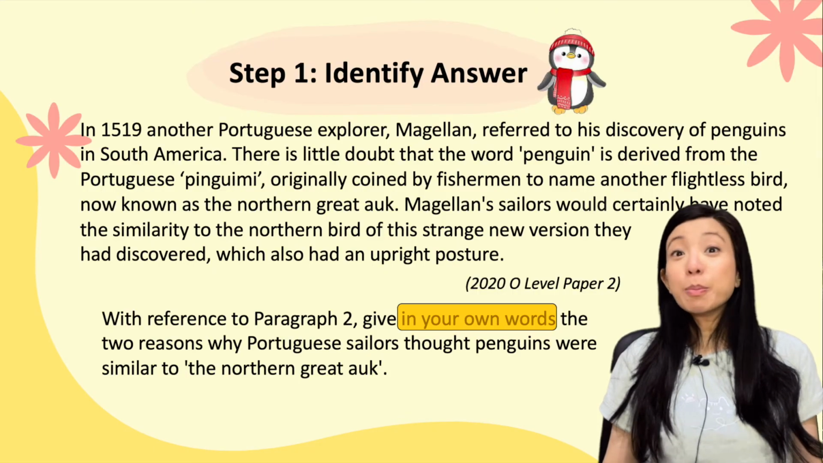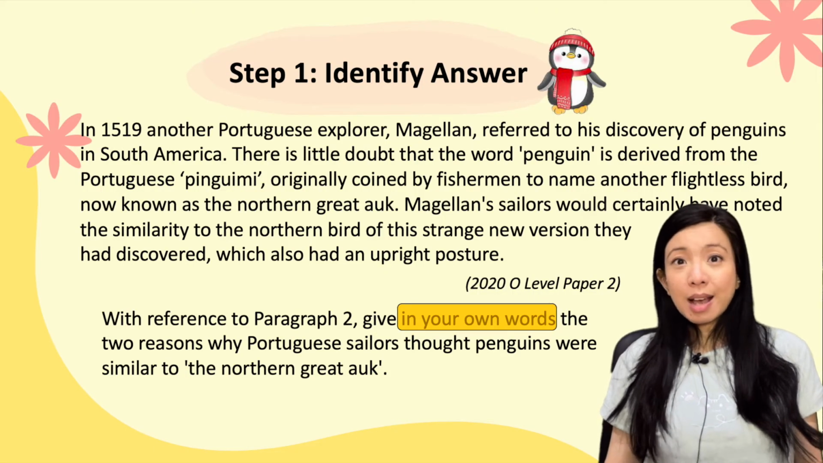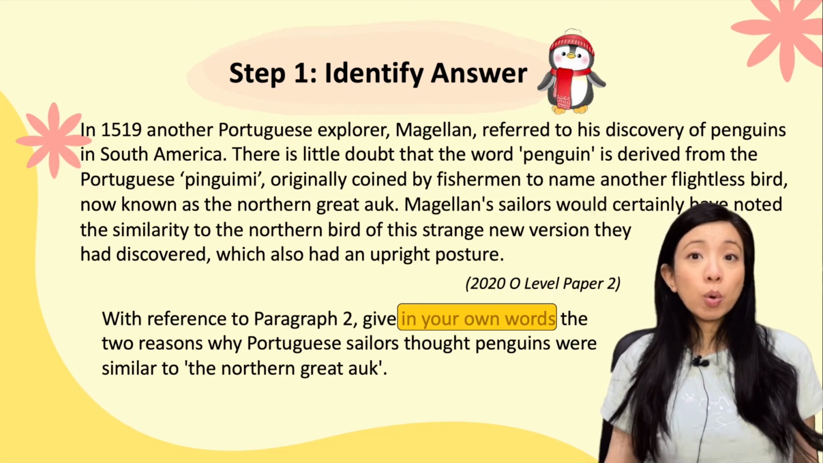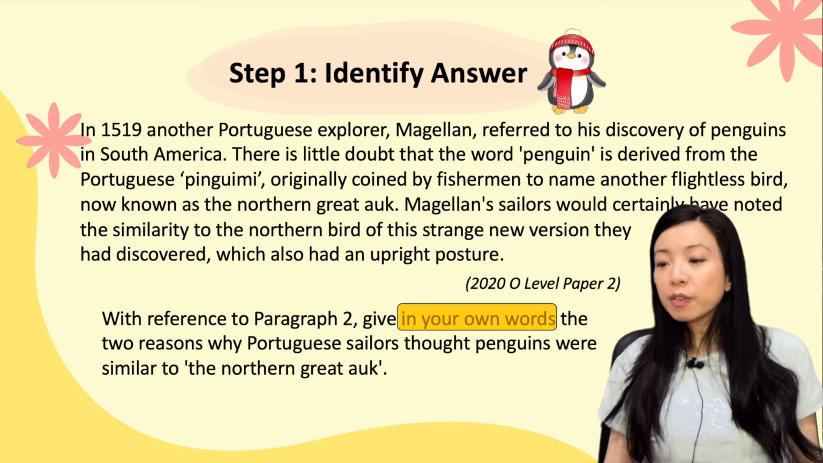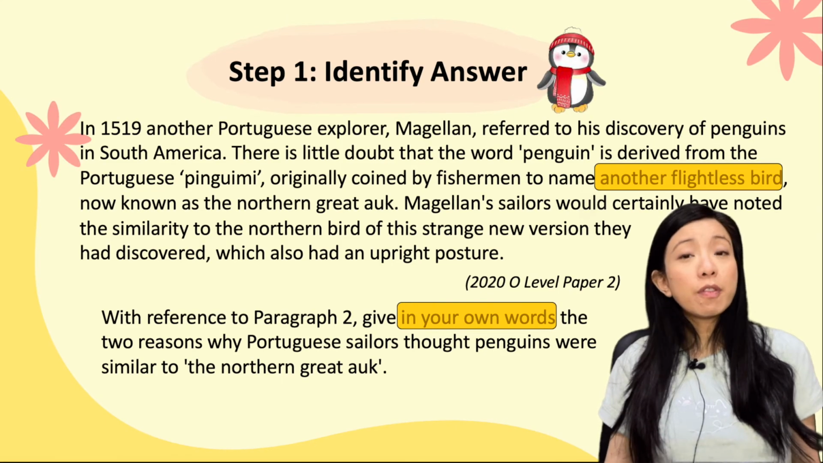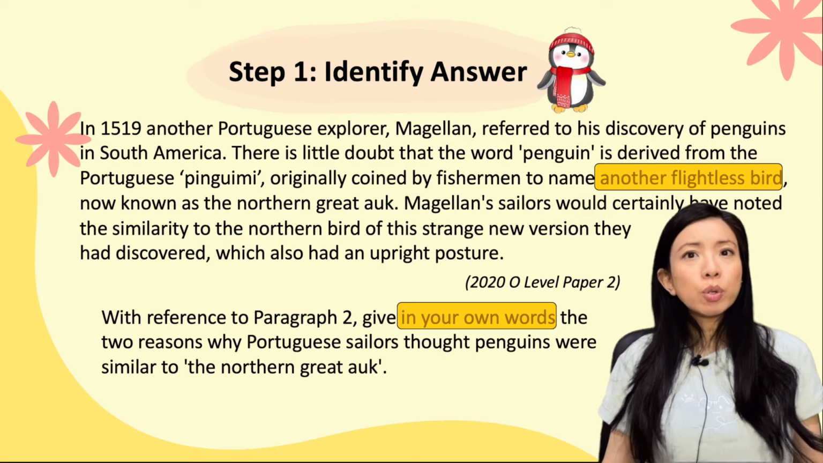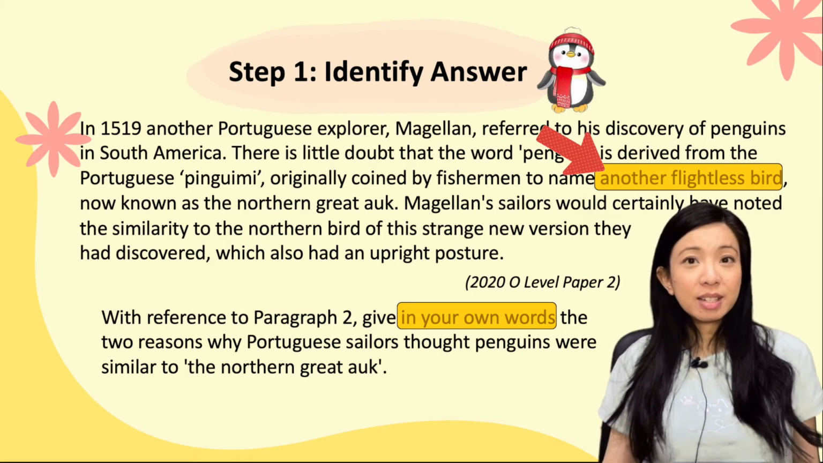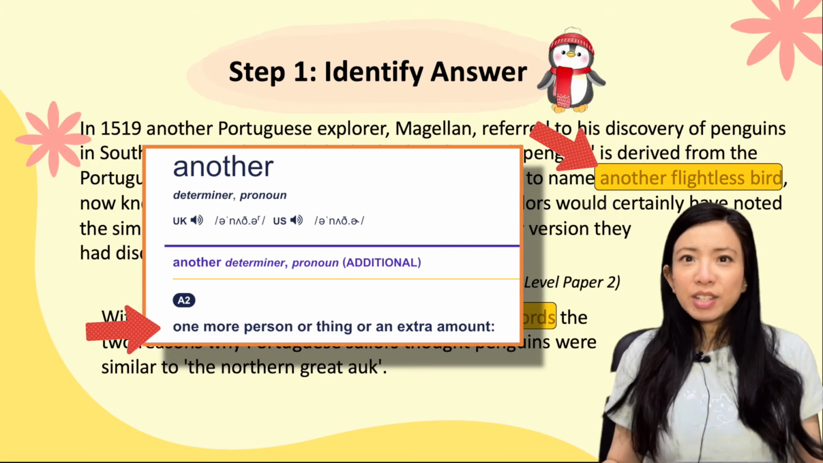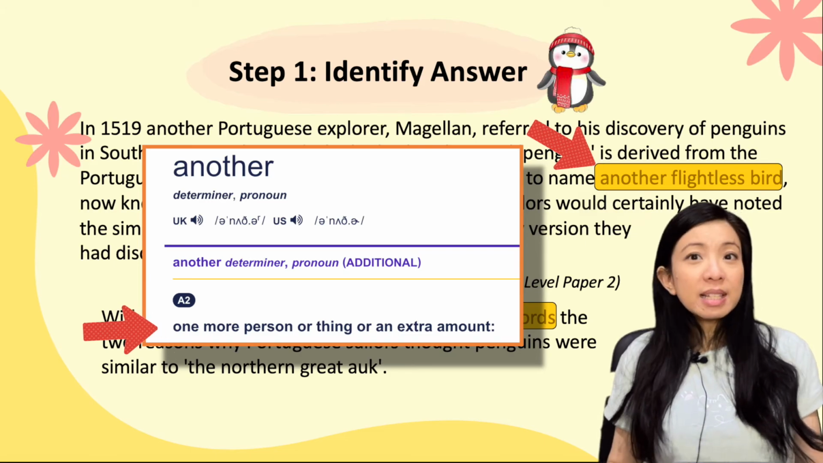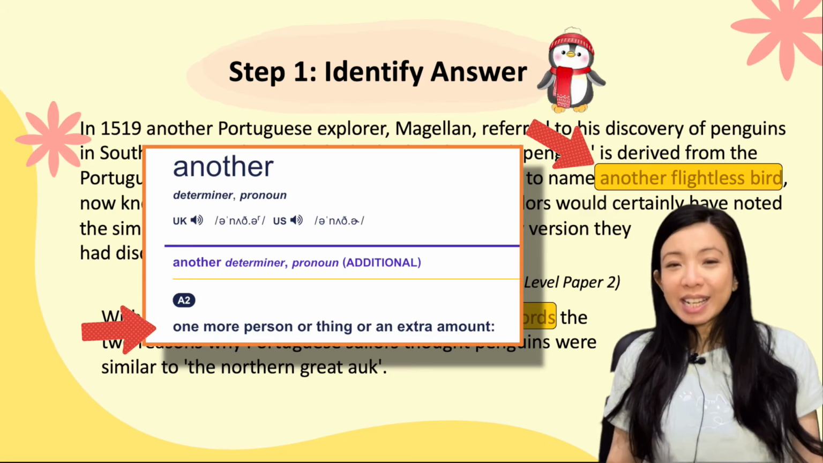So let me share with you my answer. The question is asking us for similarities between the penguins and the northern great auk. So let's look for similarities in the paragraph. The first one is "another flightless bird." Now notice the word "another." Another tells us that there's more than one and it's like an additional thing. So that means something else is also flightless.